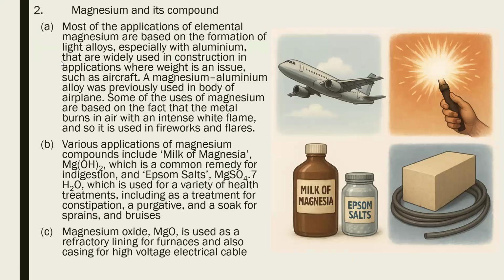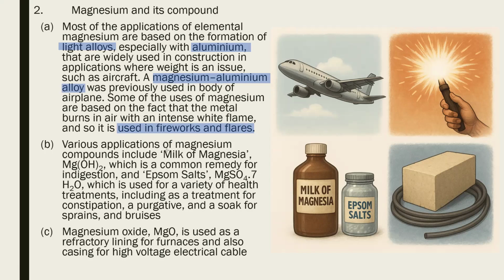Most of the applications of magnesium are based on light alloys, especially with aluminium, that are widely used in construction where weight is an issue. Magnesium aluminium alloy was previously used in the body of airplanes. Some of the uses of magnesium are based on the fact that it burns in air with an intense flame. So it is used in fireworks and also flares.